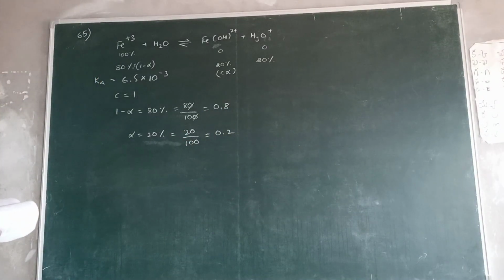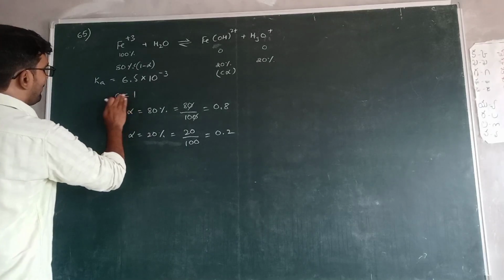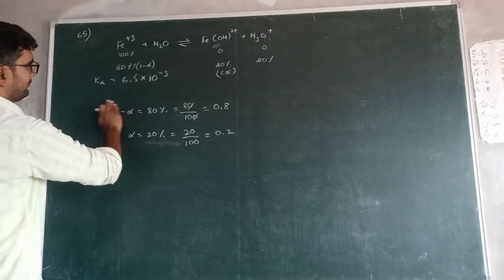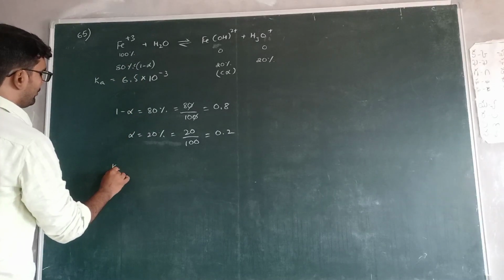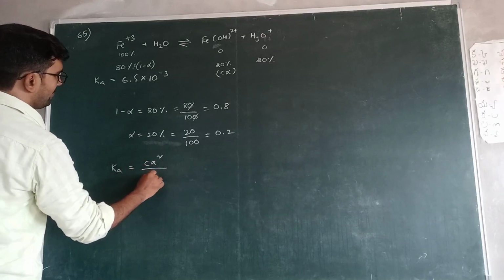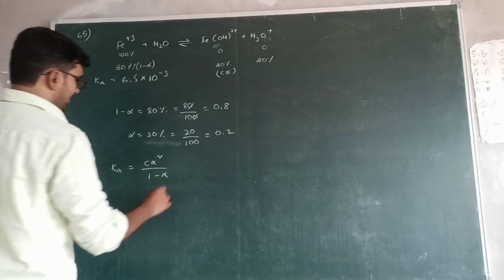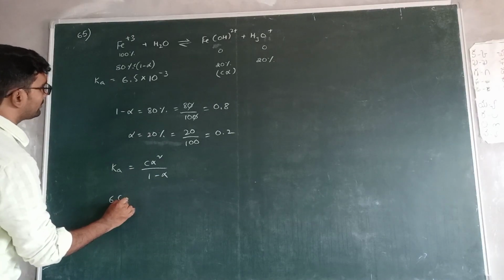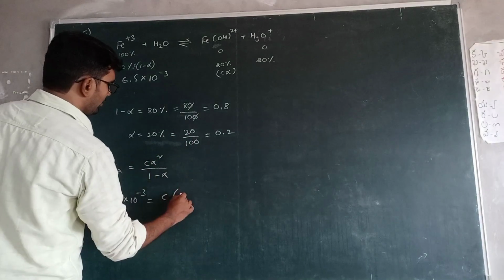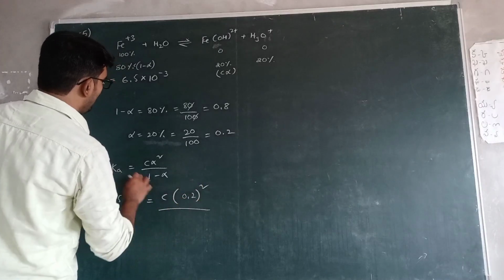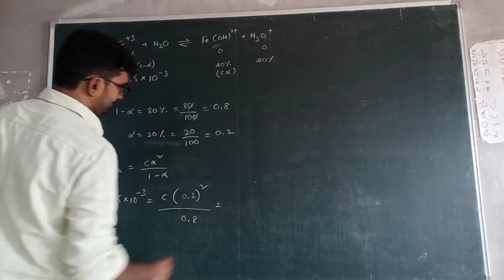Now calculate the pH he asked. Calculating the pH means we want to calculate the H+ concentration. Actually, you don't know the C value here, so we take it as 1, meaning 100%. So Ka is equal to, what is the formula, C alpha square by 1 minus alpha. So Ka value is 6.5 into 10 to the power of minus 3 is equal to C into alpha value 0.2 whole square, by 1 minus alpha value 0.8.